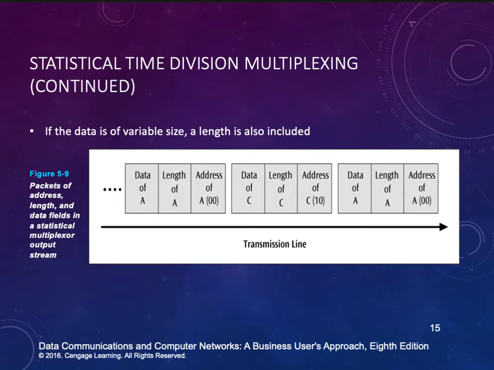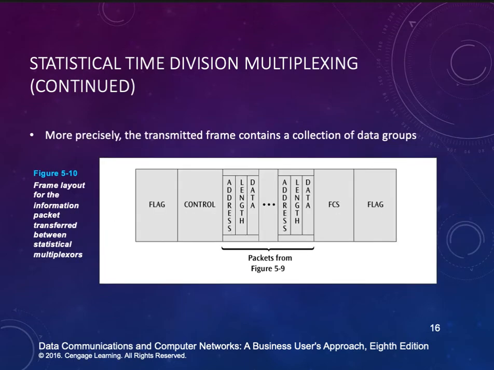For variable data, a length field is also included. Here we see a more precise packet layout. We have the flag, control, the address of the packet, length, the data, and also the flag and FCS.